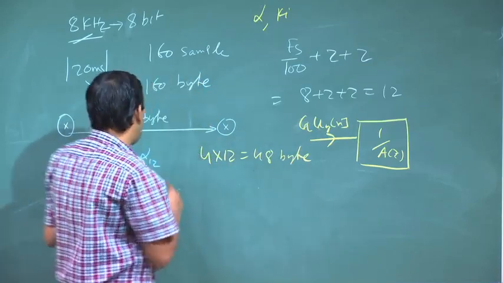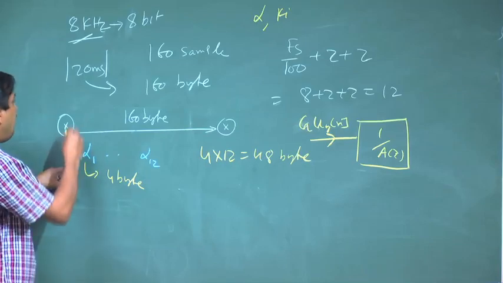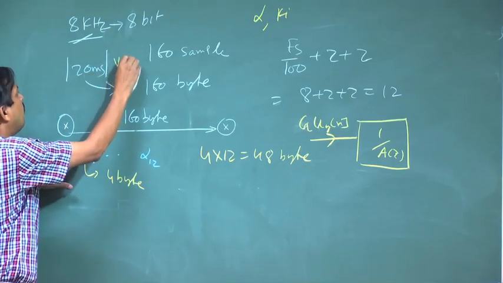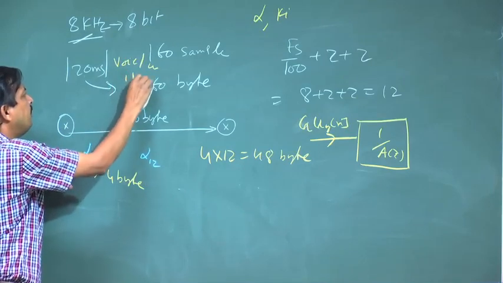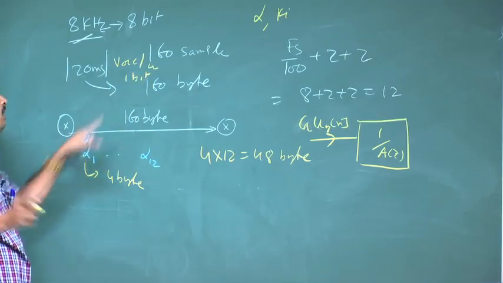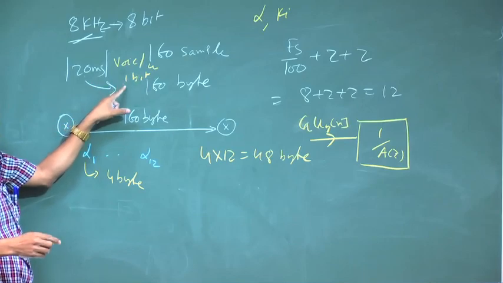So what extra information do I require? Whether this segment is voiced or unvoiced; that requires 1 bit. If it is 1, then it is voiced. If it is 0, then it is unvoiced. Okay.